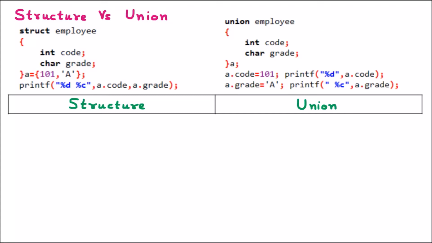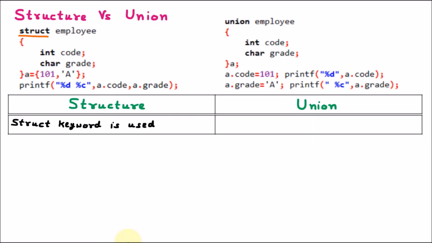Okay, everyone. So now we are learning the difference between structure and union. If we talk about the first difference, to define the structure, we use the struct keyword. But for defining the union, we use the union keyword. So here in the structure, while defining it, we have given the name, that is employee.